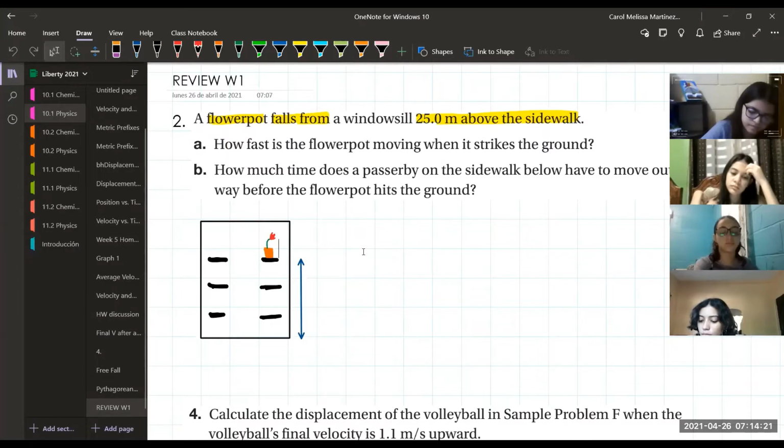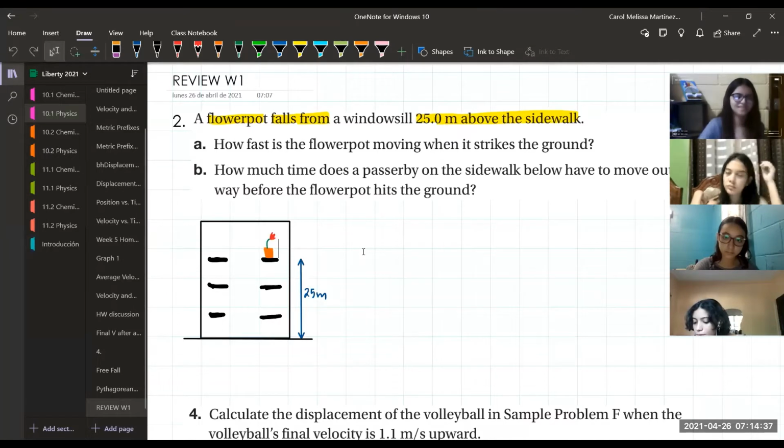Let's talk about the sidewalk. The sidewalk is right here, okay? So it is located 25 meters above. That is important to know the location. Now, what else? What else?